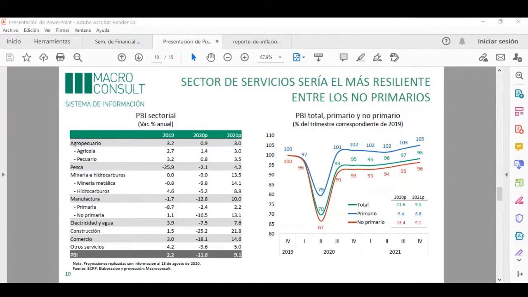I'm also going to upload this. Let me just put that out. This is a report from Macro Consult, right? And this is the last report that I got regarding the GDP forecast.